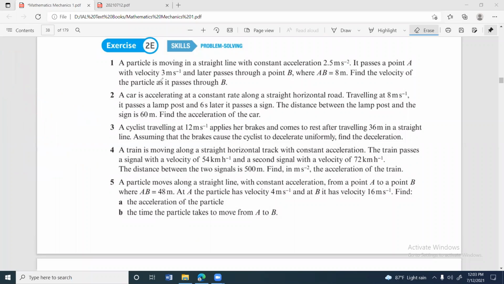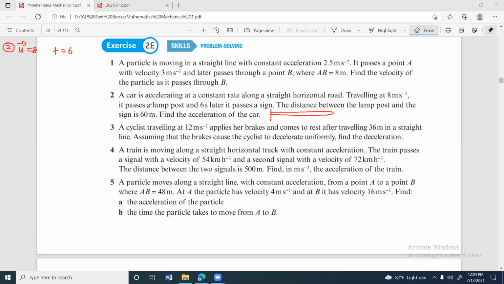Then if you come to question number 2 today. A car is accelerating at a constant rate along a straight horizontal road, traveling at 8 meters per second. It passes a post, and 6 seconds later it passes a sign. So it's moving somewhere like this. So you can say initially U is 8, and after 6 seconds later, T is 6.